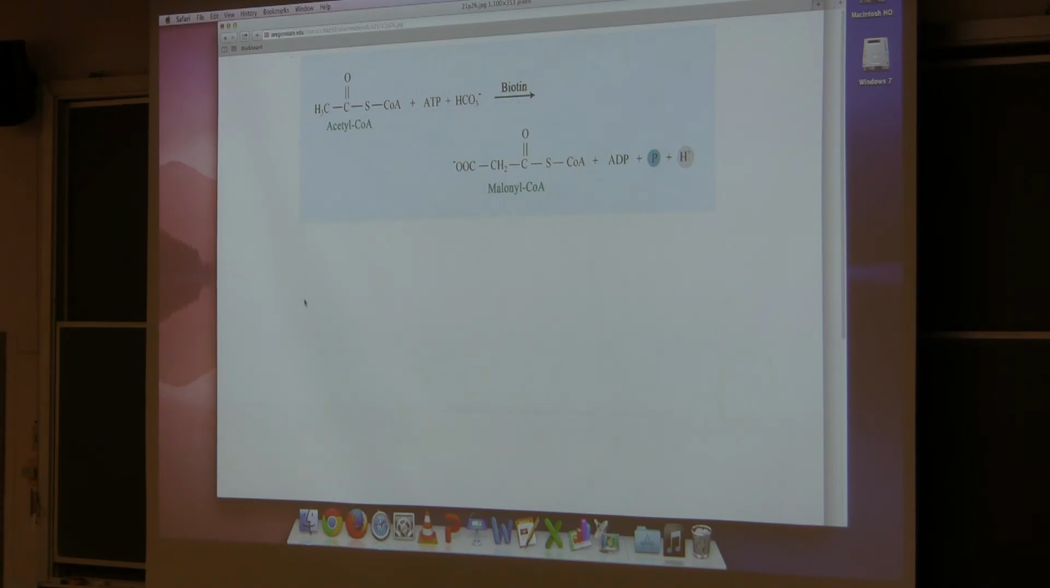The enzyme that catalyzes this is the most important enzyme for regulating the synthesis of fatty acids. Okay? This enzyme, I'm going to give you the name. You need to know this. It's acetyl-CoA carboxylase. So it's taking a 2-carbon acetyl-CoA and making it a 3-carbon malonyl-CoA.